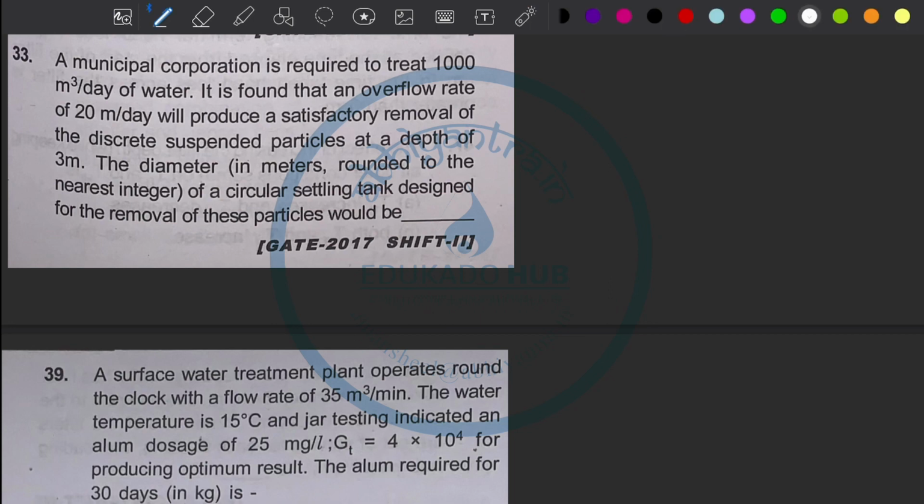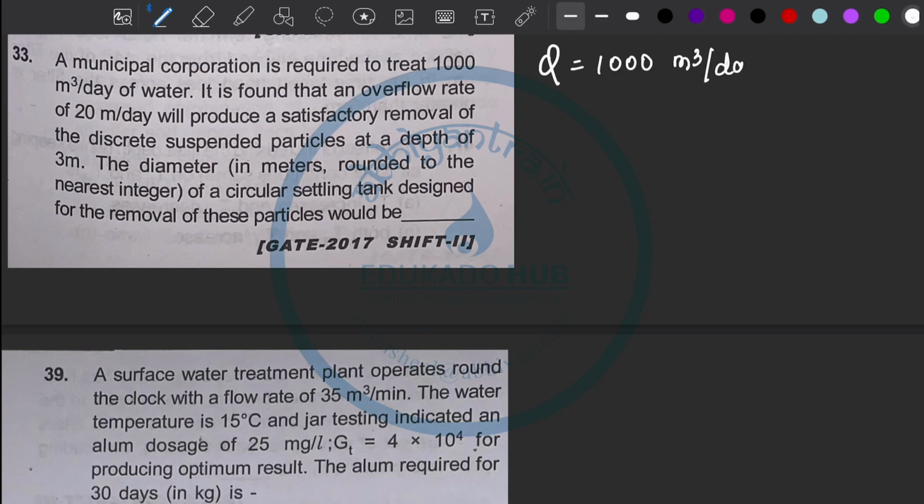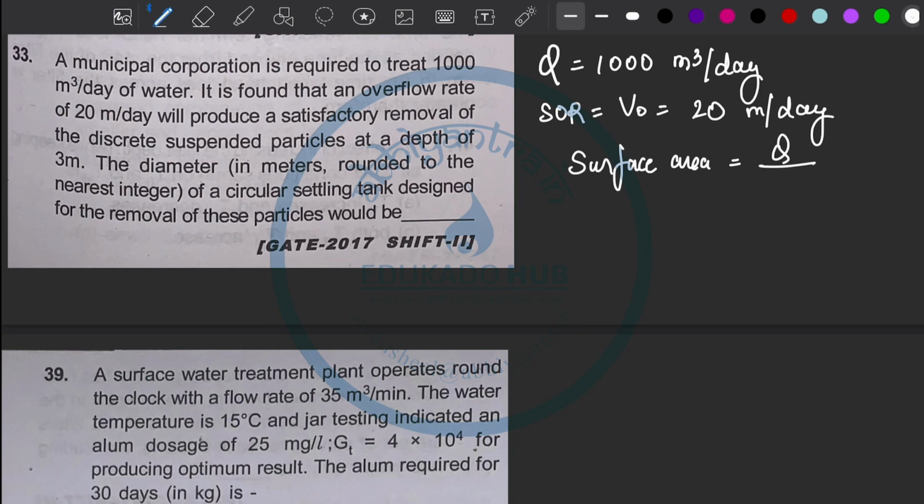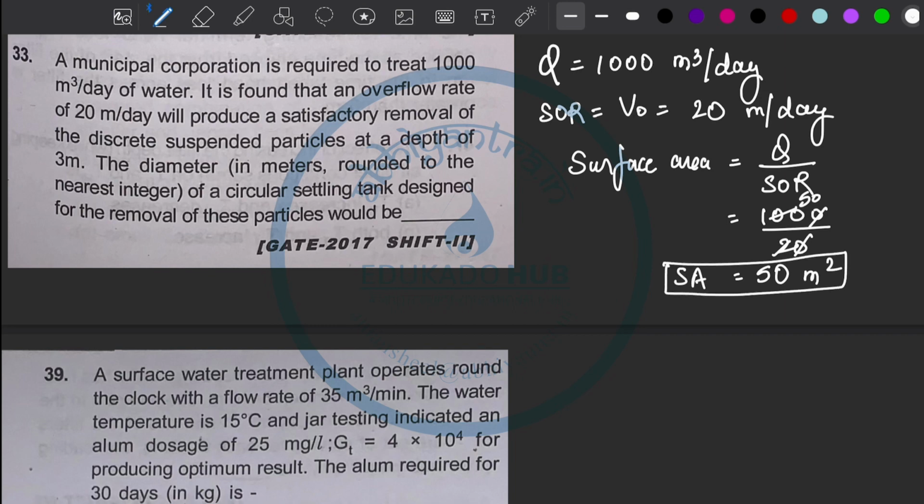Okay, see, we have given the discharge, that is 1000 meter cube per day. We have given the surface overflow rate, that is equal to V naught, and that is 20 meter per day. If I want to calculate the surface area of the settling tank, it is nothing but Q upon SOR. Q is 1000, SOR is 20. So we got the surface area is 50 meters square.